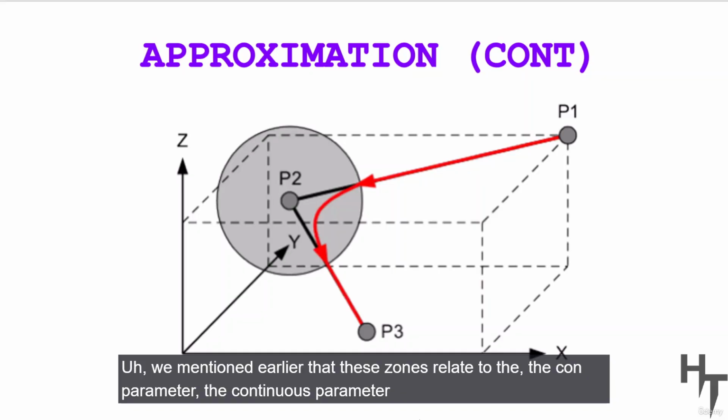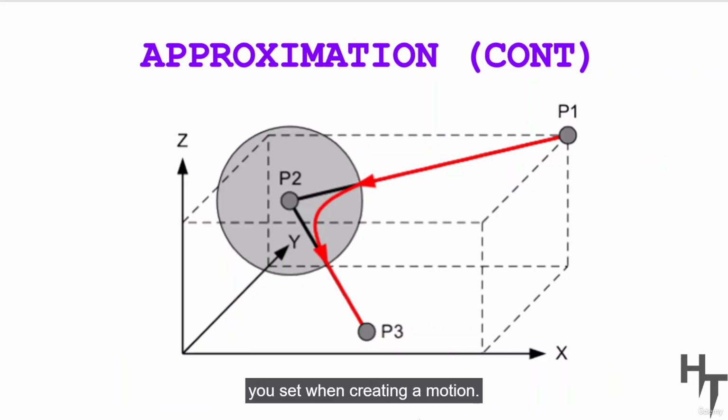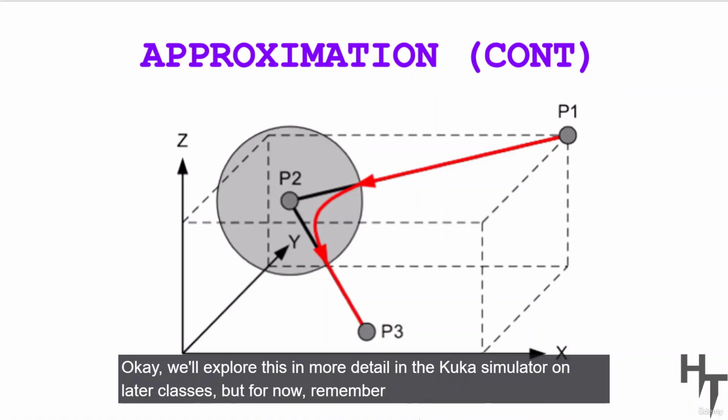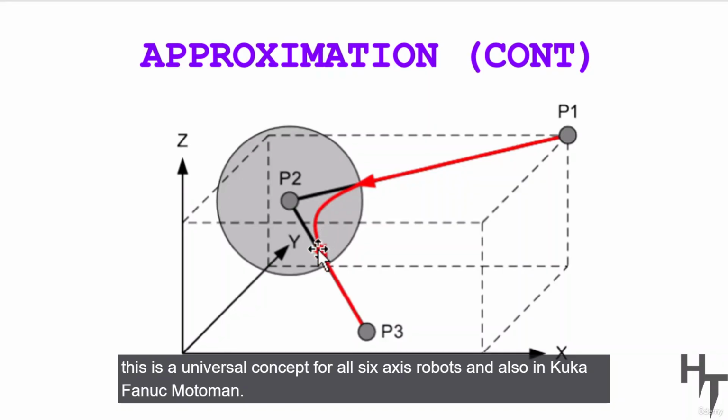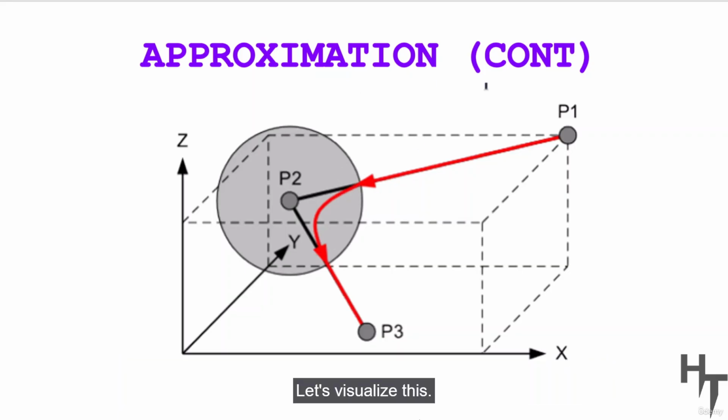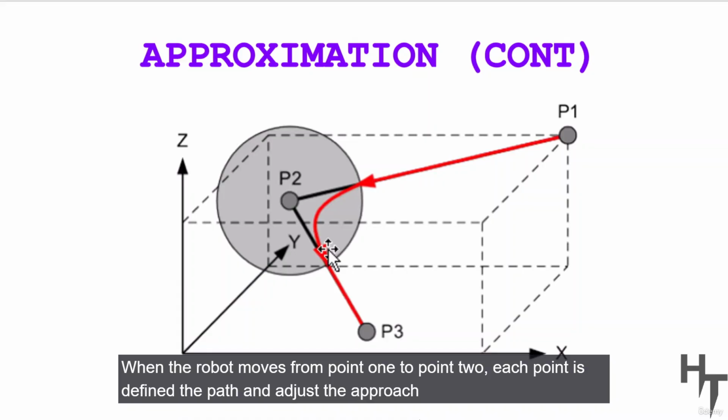Okay, we mentioned earlier that these zones relate to the CONT parameter, the continuous parameter you set when creating a motion. We'll explore this in more detail in the KUKA simulator in later classes, but for now, remember, this is a universal concept for all 6-axis robots, and also in KUKA, Fanuc, Motoman. Let's visualize this. Here I have 3 points, point 1, point 2, and point 3. When the robot moves from point 1 to point 2, each point defines the path and adjusts the approach zone.